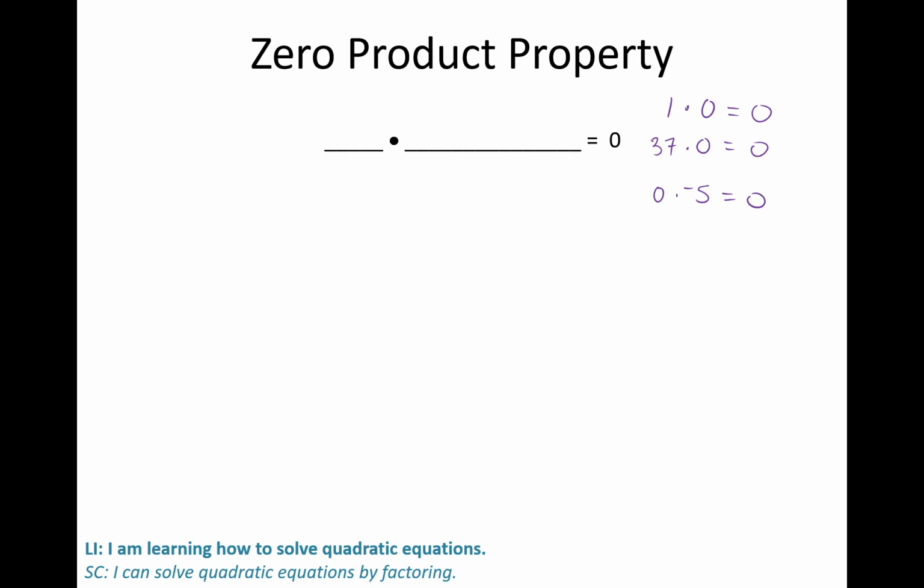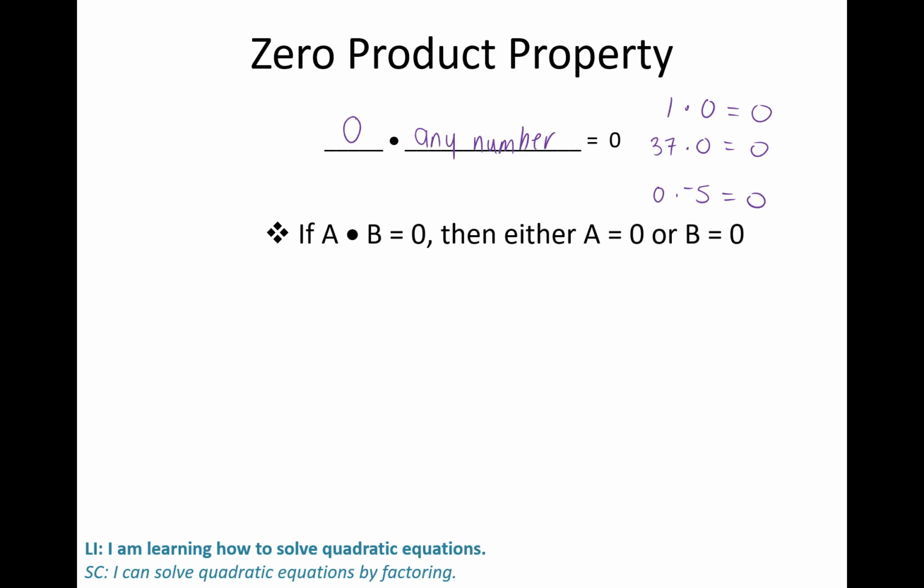Lots of different options. So the idea here is, in order for the answer to be 0, one of the numbers we multiply has to be 0. To fill in the blank here, I would say 0 times any number is going to equal 0. So the zero product property says, if I know the answer is 0 and I'm multiplying, then one of the things has to be 0. We see it right here: if a times b is 0, then either a is 0 or b is 0. One of them has to be 0. Again, we call this the zero product property, and we're going to see how to use it in just a second.